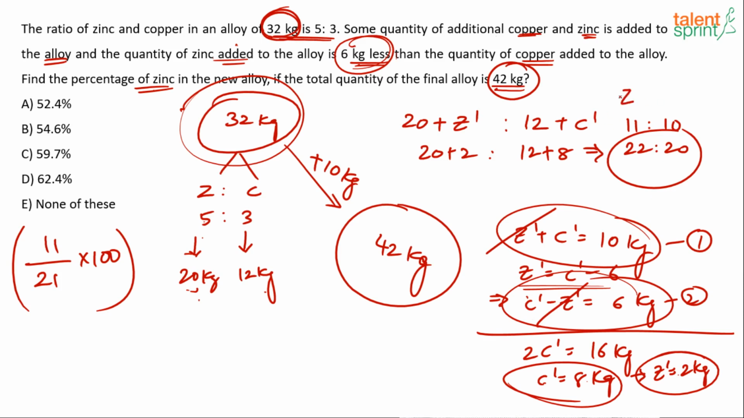Final zinc is 11, and final copper is 10. He's asking us to get the percentage of zinc. What will be the percentage of zinc? 11 parts is the quantity of zinc, out of a total of 21 parts. 11 by 21 into 100.